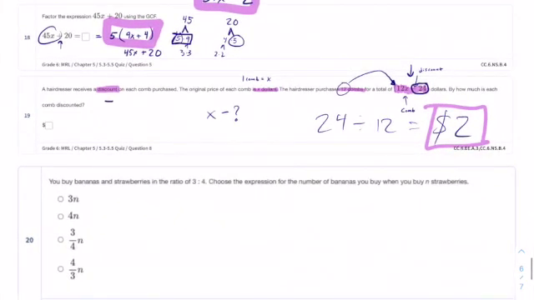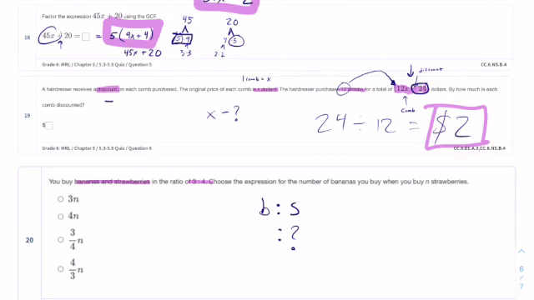Last problem. Number 20, you buy bananas and strawberries, so the ratio of 3 to 4. So that's important. So it says bananas and strawberries, so if I'm making a ratio, it would be bananas first and then strawberries second. Choose the expression for the number of bananas that you buy when you buy n strawberries. So my number of strawberries is unknown, question mark. And my number of bananas is also not really known. And I kind of have to figure this out based on the information that it gives me.